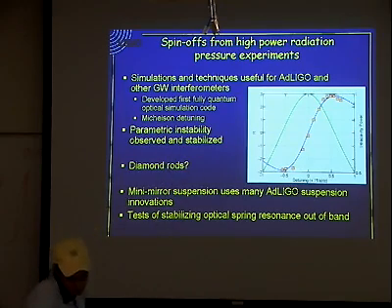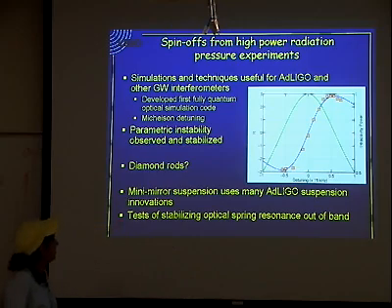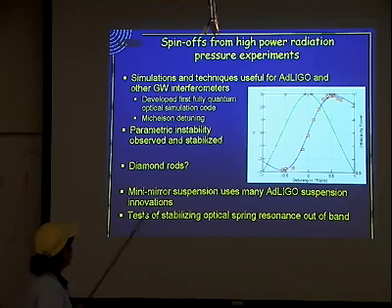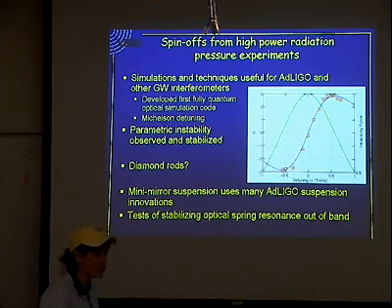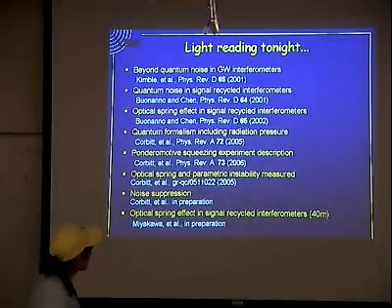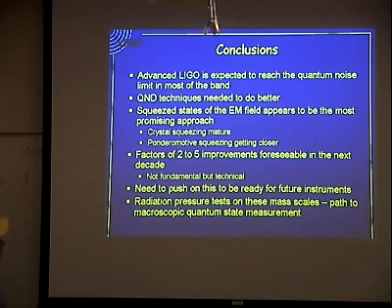We can make diamond rods. And then finally, this mini mirror suspension actually uses a lot of the advanced LIGO suspension innovations in terms of microcircuits and so on. So, tests of stabilizing the optical spring resonance out of band are very useful for advanced LIGO, because there is an optical spring, but that may also have to be stabilized outside of the band. So here is the reading list for tonight. And I'll end simply by telling you that advanced LIGO is supposed to be quantum noise limited, we think.